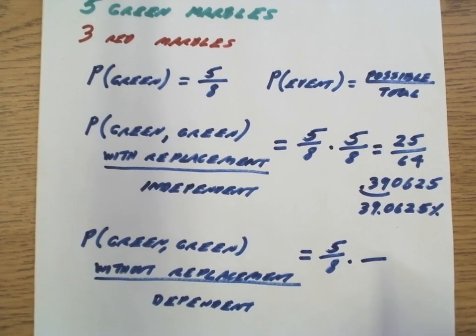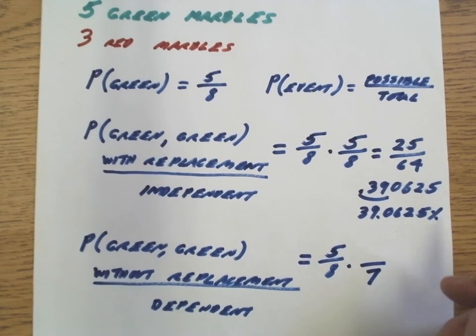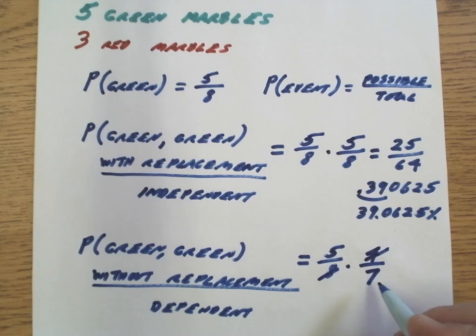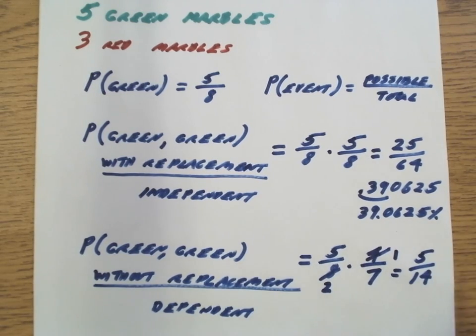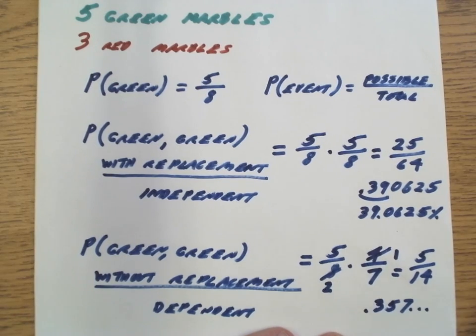Now, because I pulled one marble out, I only have 7 marbles in the bag. And because the first one was green, I now have only 4 green marbles left to choose from. That gives me 5/8 times 4/7. Using my fraction skills, I know 4 goes into 8 twice, and 4 goes into 4 one time, so I get a final answer of 5/14. Doing some quick calculations, this decimal turns out to be 0.357, and it goes on quite a bit. The chance of this happening is about 35.7%.